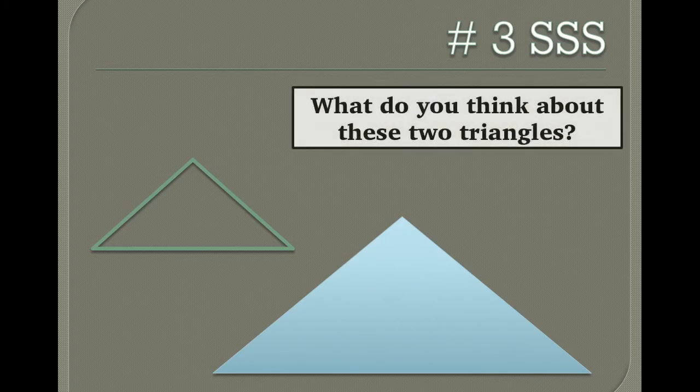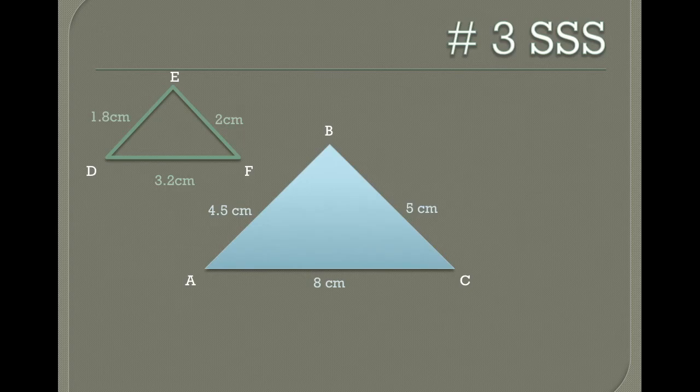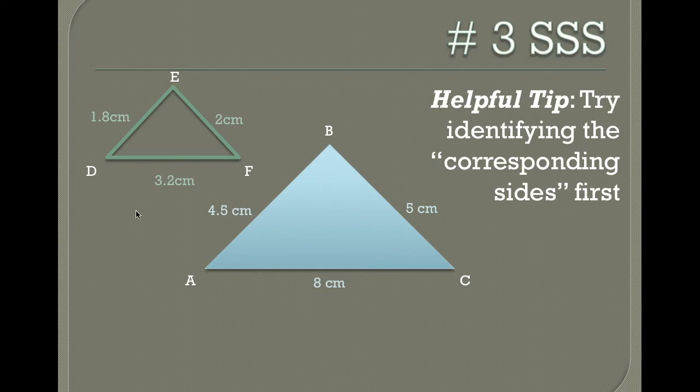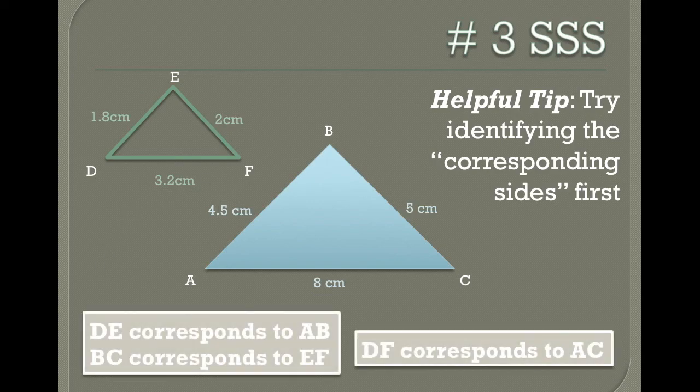Here are two triangles. Again, what do you think about these two triangles? They look the same, but one is bigger than the other for sure. Here they are again, but I give you some measurements in this case. Now, it's helpful to try and identify what the corresponding sides are first. So DE here corresponds to AB, EF corresponds to BC, and AC corresponds to DF. So now we know which proportions we have to check are the same.